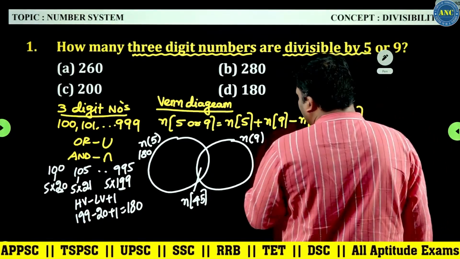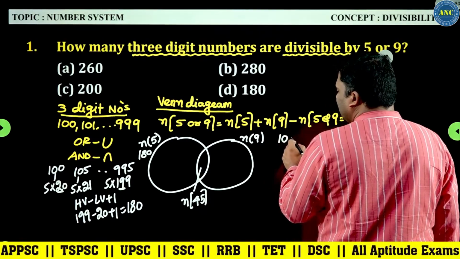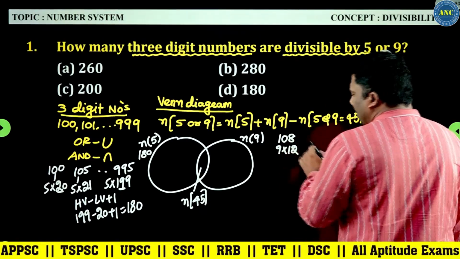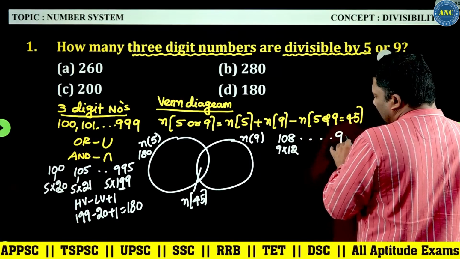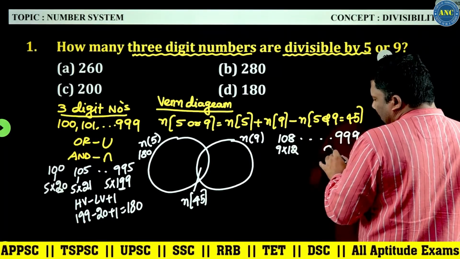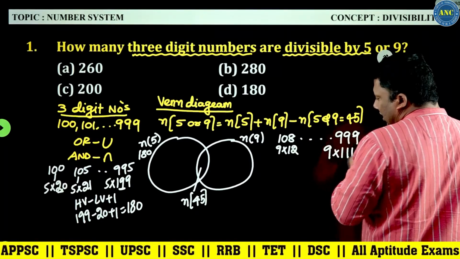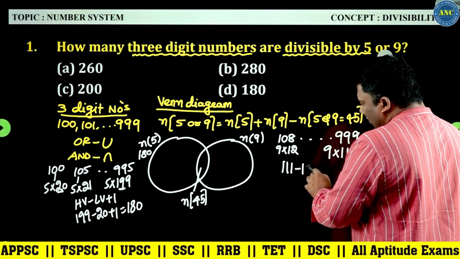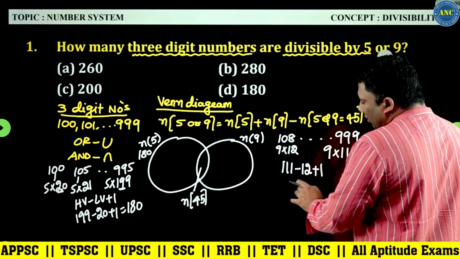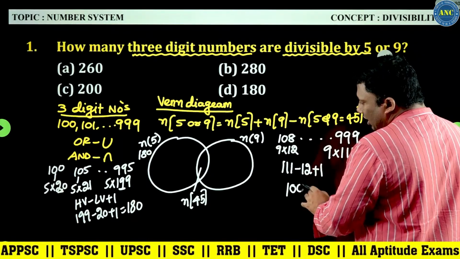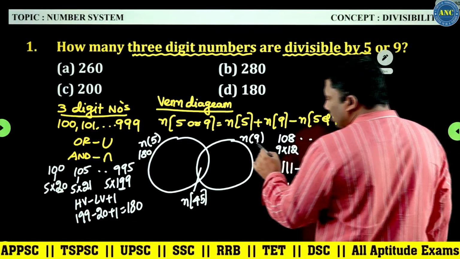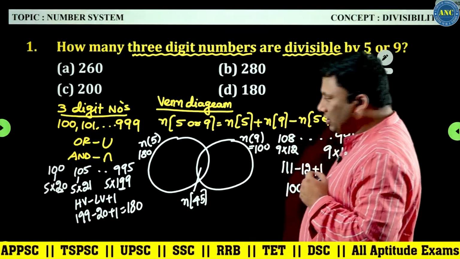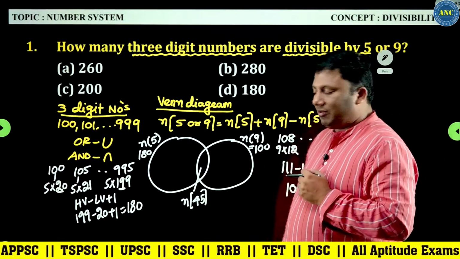Now the numbers divisible by 9. 9 times 12 is 108, and so on up to 999, which is 9 times 111. Highest value minus lowest value plus 1: 111 minus 12 plus 1, which is 100. This is how you solve this question. I will tell you a better technique right after we complete the traditional way of solving.